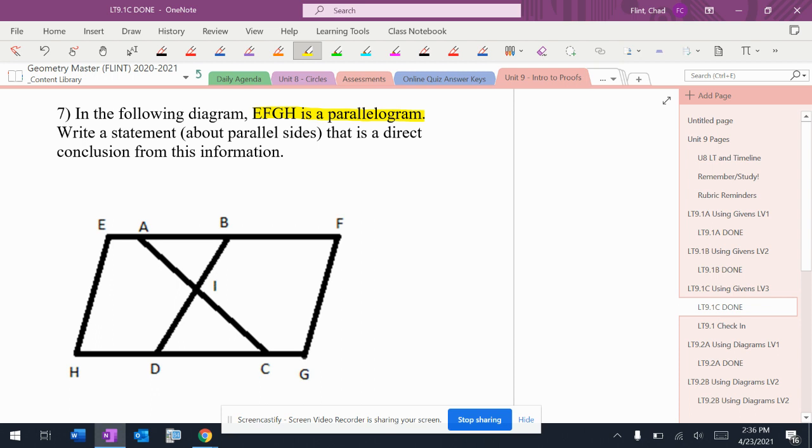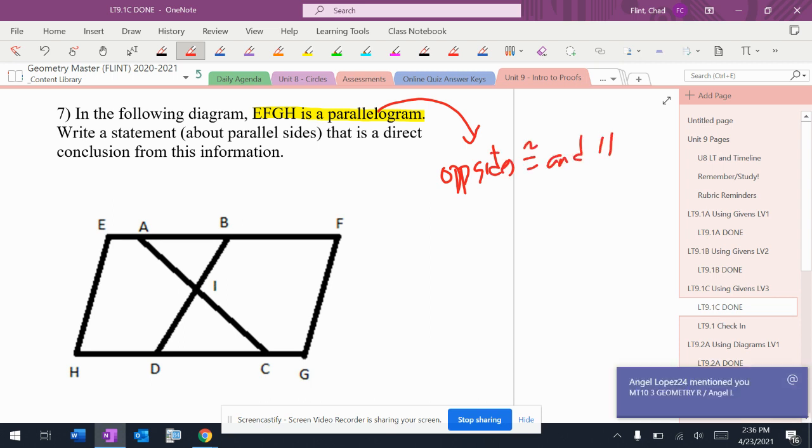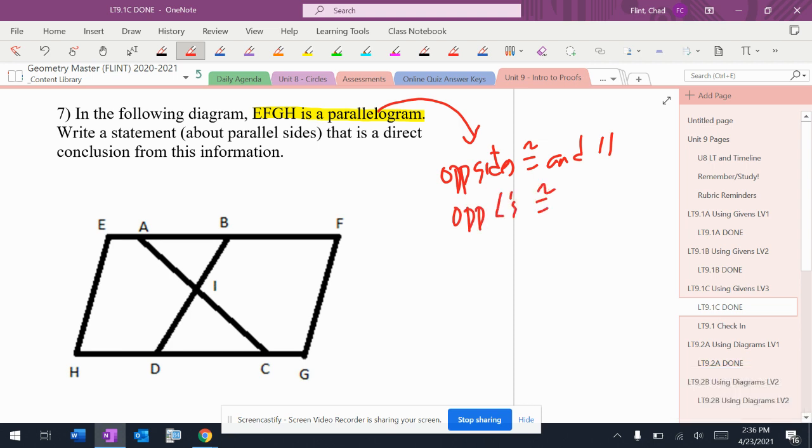Parallelogram is by far the most used one. And the things that I should remember out of parallelogram, there's a million of them. The main things that I want to remember going in are opposite sides are congruent and parallel, and then opposite angles are congruent. Those are probably the most important ones to start with. Now there's all kinds of other things that happen, and that's why these become difficult quickly.